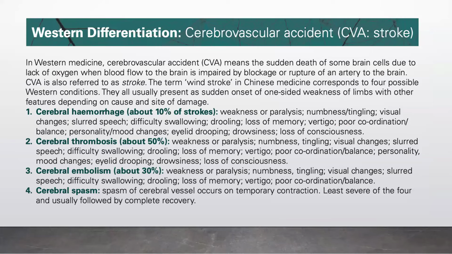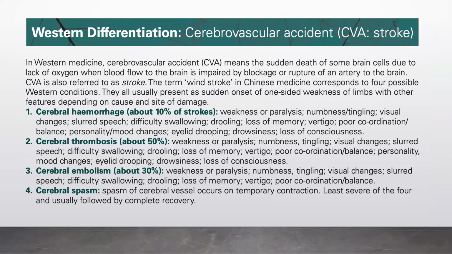The term wind stroke in Chinese medicine corresponds to 4 possible Western conditions. They all usually present a sudden onset of one-sided weakness of limbs with other features depending on cause and site of damage. 1, cerebral hemorrhage, which constitutes about 10% of strokes. There is weakness or paralysis, numbness, tingling, visual changes, slurred speech, difficulty swallowing, drooling, loss of memory, vertigo, poor coordination or balance, personality or mood changes, eyelid drooping, drowsiness, loss of consciousness.